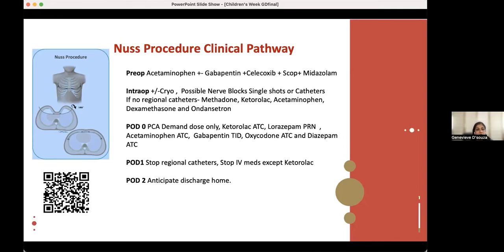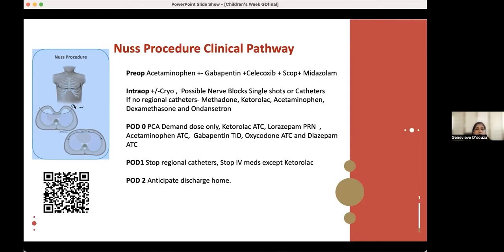they receive acetaminophen with gabapentin, celecoxib, they get a scopolamine patch and IV midazolam in the preoperative area. Intraoperatively, the surgeons may do cryoanalgesia. And if they don't get cryoanalgesia, they may get single shot nerve blocks or catheter placements. If no regional catheters were done, then they could get IV methadone along with IV ketorolac, acetaminophen, dexamethasone, and ondansetron.